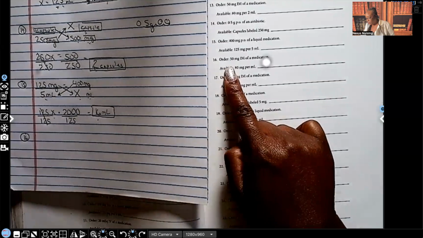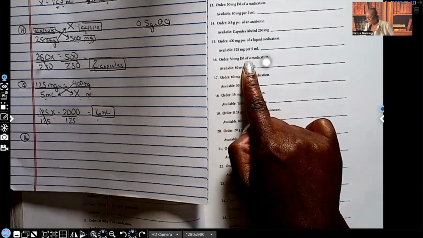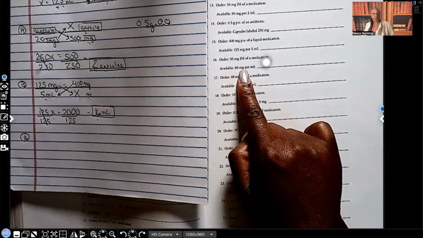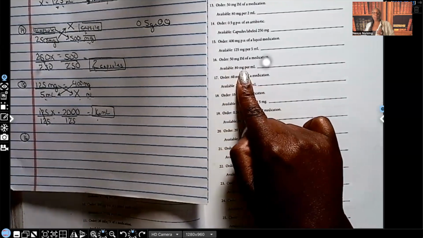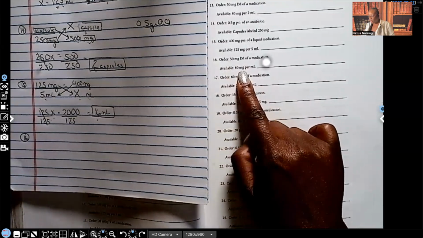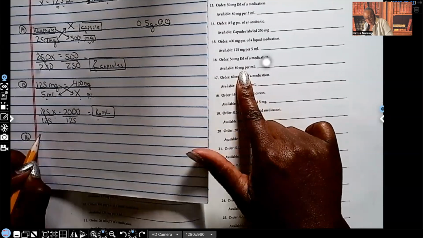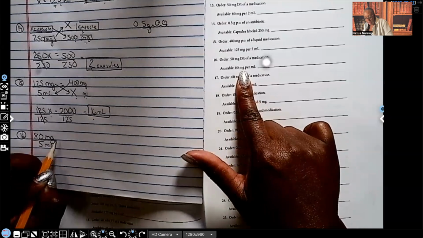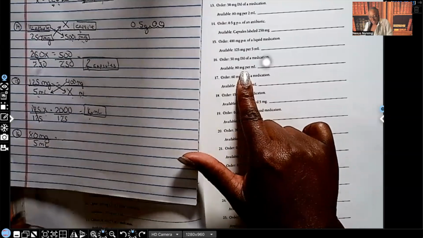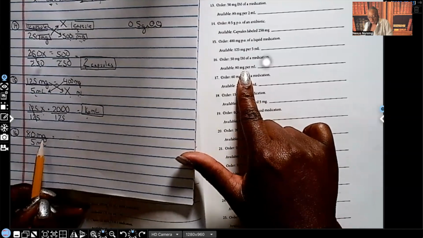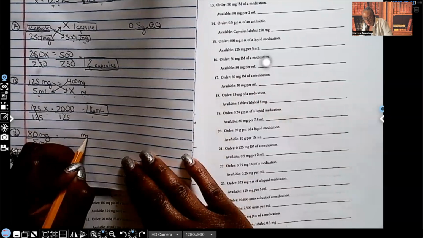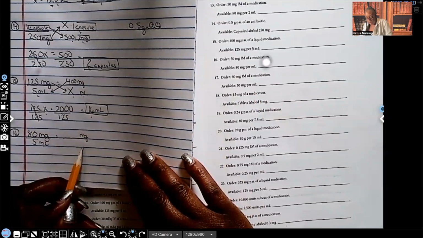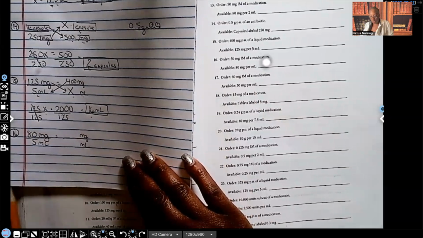Here's number 16. The order is for 50 milligrams IM of a medication. What we have available is 80 milligrams per 5 ml. Again, let's start with what's connected, which is our 80 milligrams per 5 ml. 80 milligrams per 5 ml is equal to, whatever I have up here has to be milligrams. Our units have to match. So let me put milligrams here so I don't make a mistake. And whatever I have down here has to be milliliters. I'm going to put milliliters right now so I don't make a mistake.